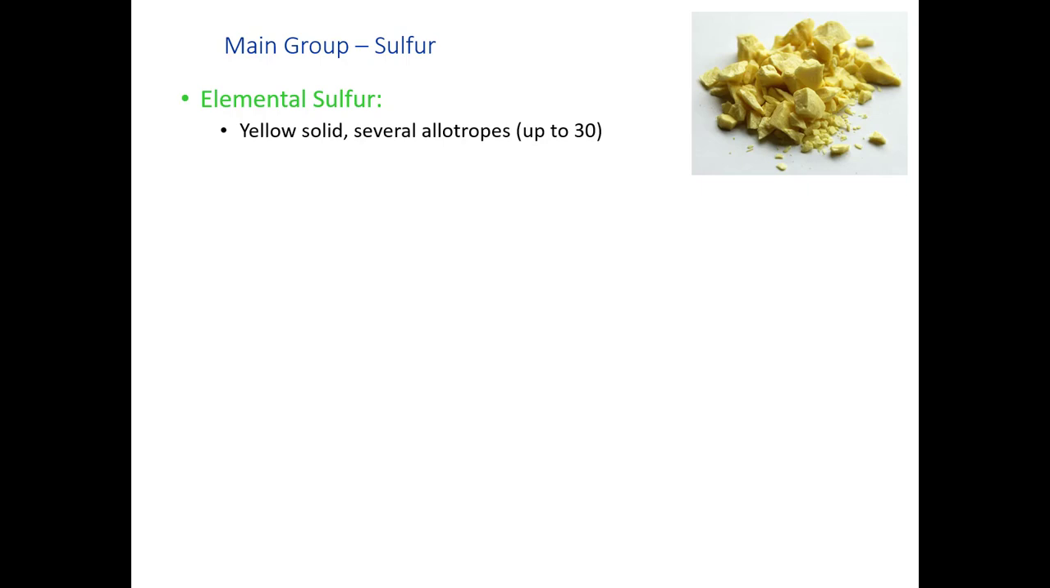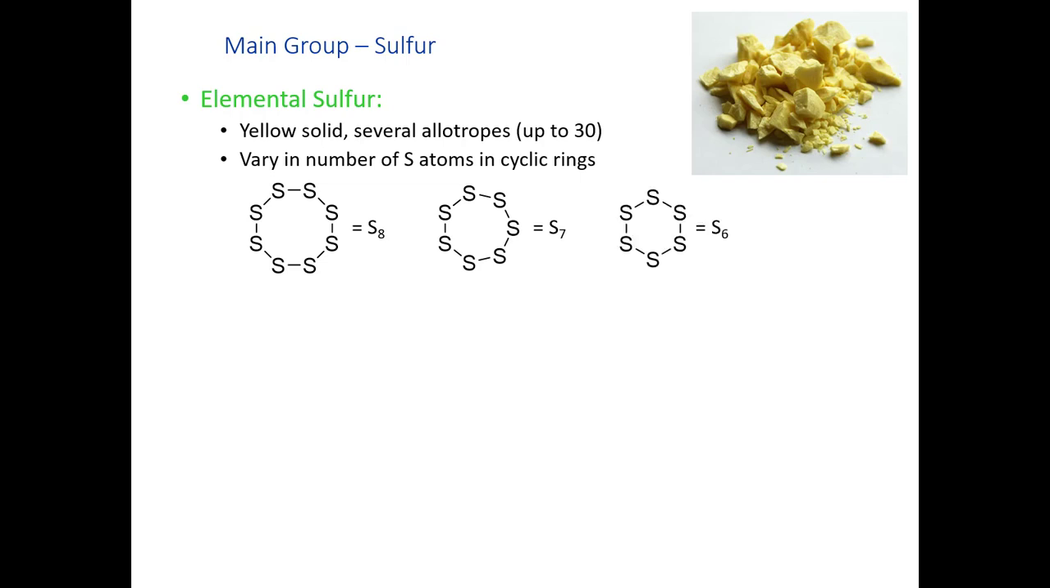Now moving on to row 2 of group 16, elemental sulfur exists as several allotropes that are yellow in color. The specific allotropes of sulfur are cyclic in nature and vary according to the number of sulfur atoms in the ring. The structures shown below, S6 to S8, are the most common.